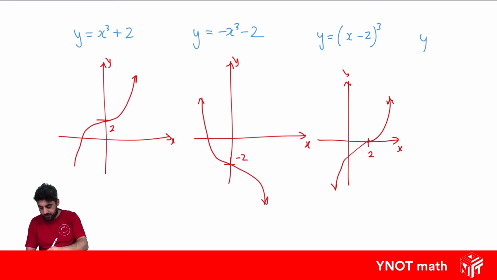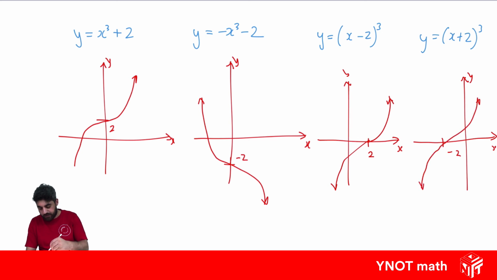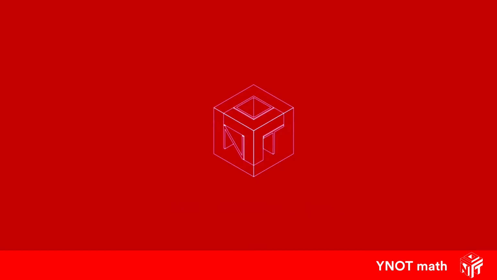And finally, y equals (x plus 2) all cubed. So if minus 2 shifted it to the right by 2, plus 2 is going to shift it to the left by 2. So it's going to go through minus 2, and we're going to get something like that.